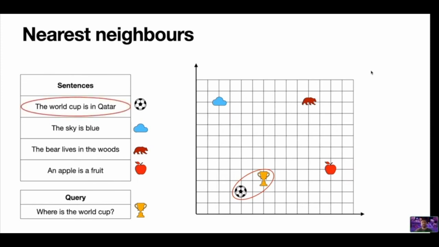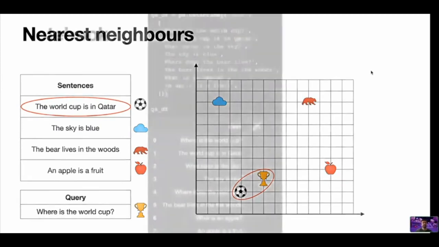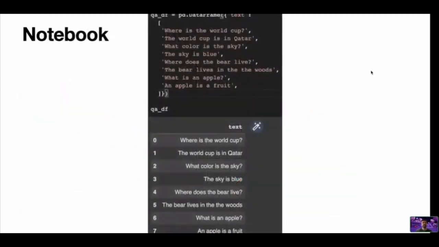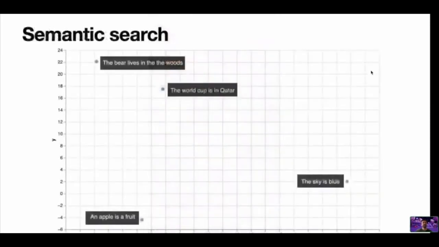Of course, there are difficulties and many technicalities that happen, and Nils will tell you more about it in his talk. But I'm going to show you a small example. I was playing with the notebook, and I put these 8 sentences here. There are 4 questions and 4 answers. And these are the 4 answers: the bear lives in the wood, the World Cup's in Qatar, the sky is blue, and an apple is a fruit. And let's do a basic search.